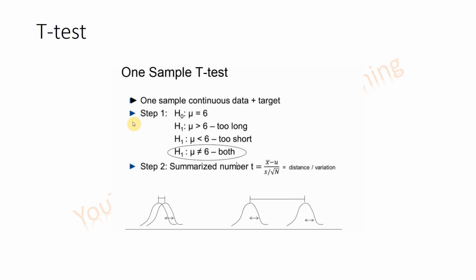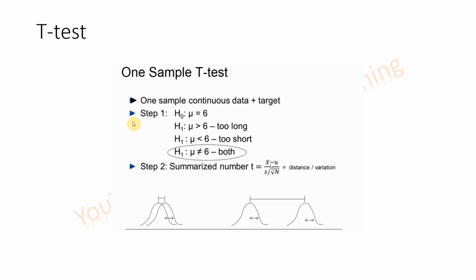The summarized number we call T, equal to X bar minus mu, which is the sample average minus the target. That's the top, right? At the bottom, we have S, which is the standard deviation from the sample, and also the sample size, which is the square root. So I'll try to explain these two parts.